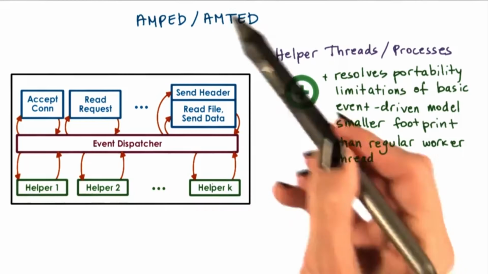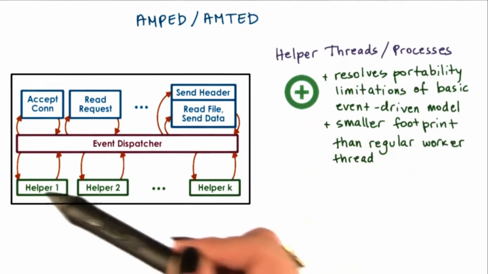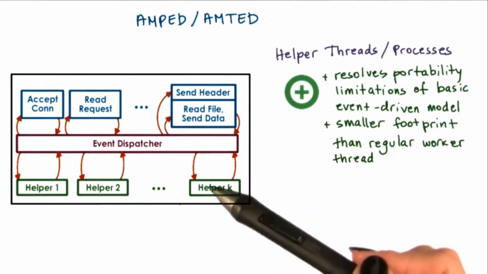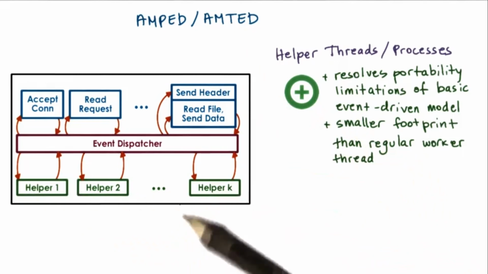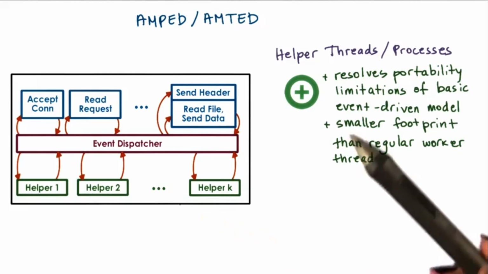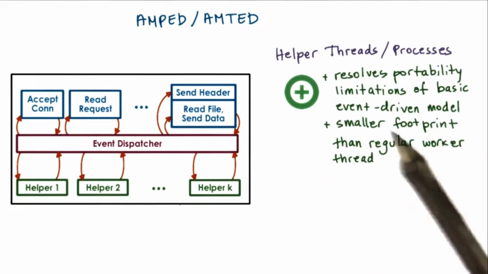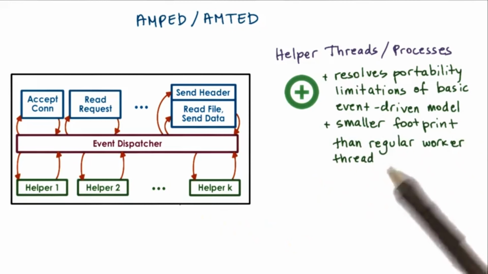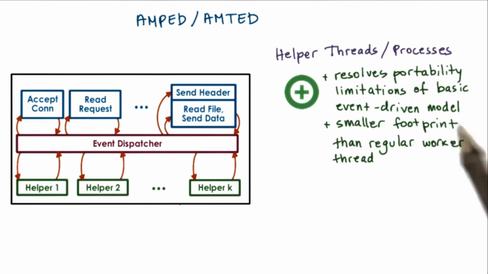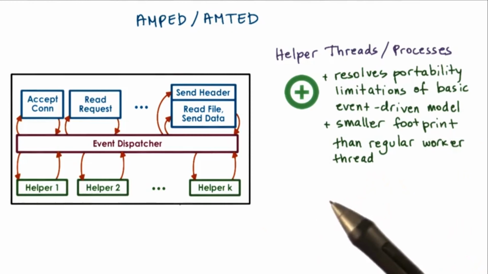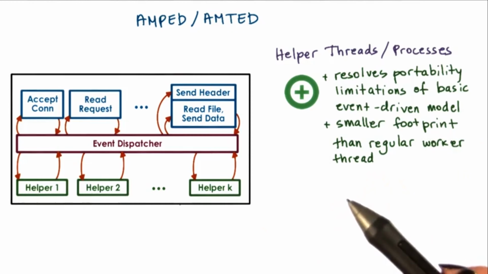In addition, with the AMPED model, we will have a helper entity only for the number of concurrent blocking I/O operations, whereas in the multi-threaded or multi-process models, we will have as many concurrent entities, as many processes or as many threads as there are actual concurrent requests, regardless of whether they block or not.